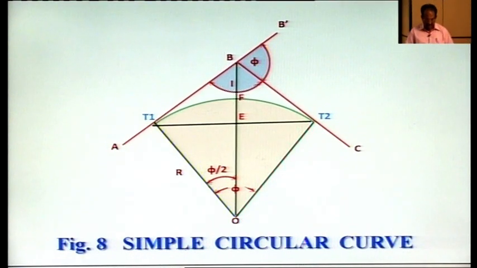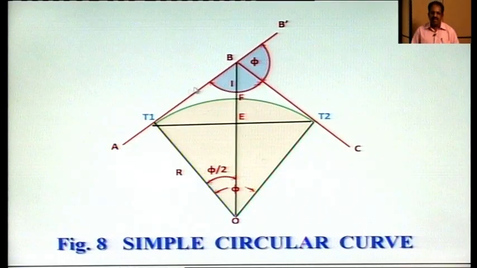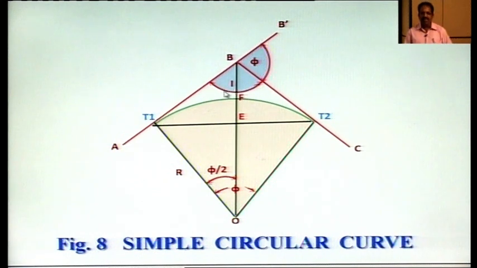Fourth part is the lines AB and BC are tangents to the curve. As I have already told you, the lines AB and BC on your monitor screen are called tangents to the curve. The line AB is called the first tangent or the rear tangent, and BC is called the second tangent or forward tangent.